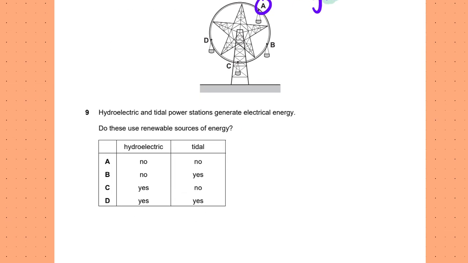Hydroelectric and tidal power stations generate electrical energy. Do these use renewable sources of energy? And the answer to both of these is yes, right? Hydroelectric is renewable because that's the energy in which we harness the weight of the water, and we have it fall from a height which turns the turbine. And tidal is because of the tides of water. So both of these are renewable, right? So they will not run out.